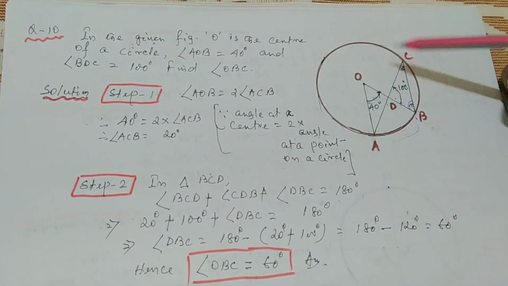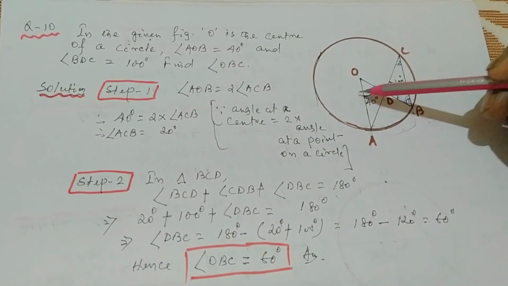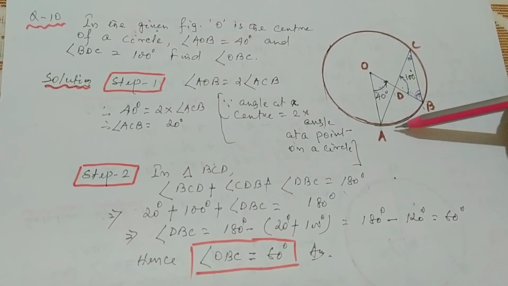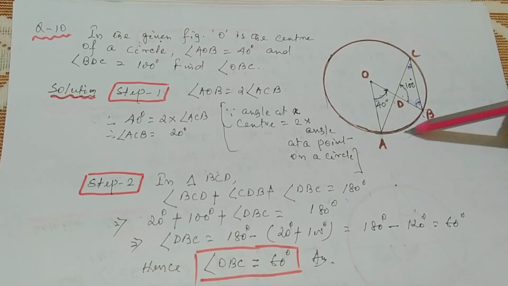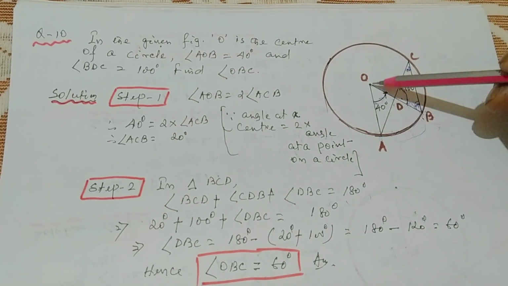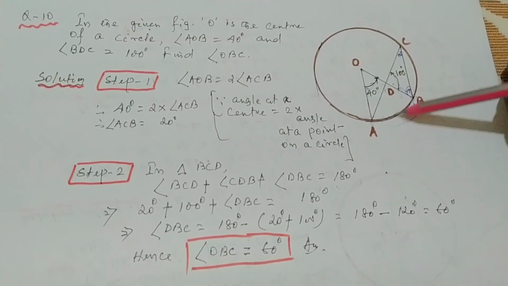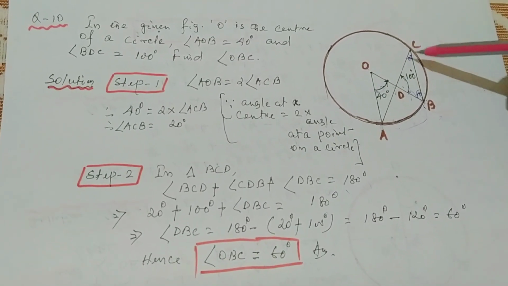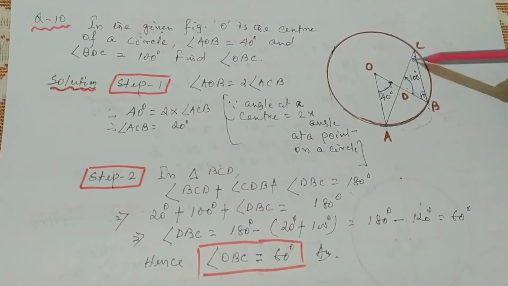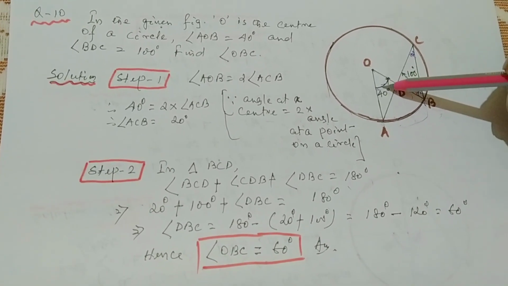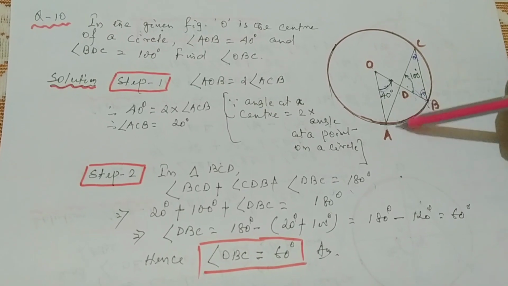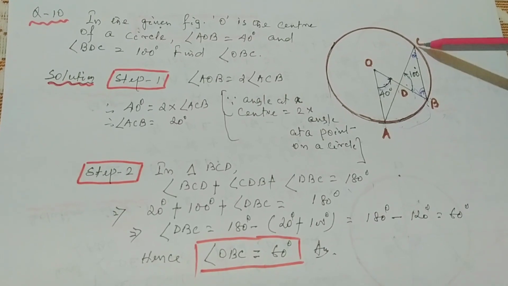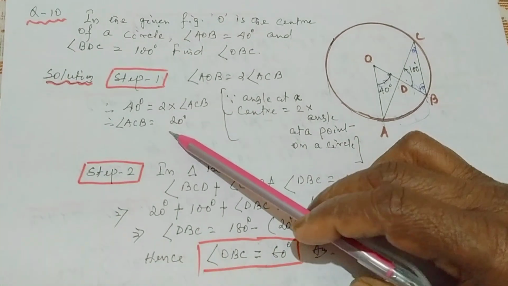Now step 1, angle AOB. This angle equal to 2 times angle ACB. The minor arc AB makes angle AOB at the center and the same minor arc makes angle ACB on the circle at the point C. That is why the value of this angle is half of the value at the center. So the value of the angle at the center is 40 degree. That is why the value of the angle ACB is equal to 20 degree.